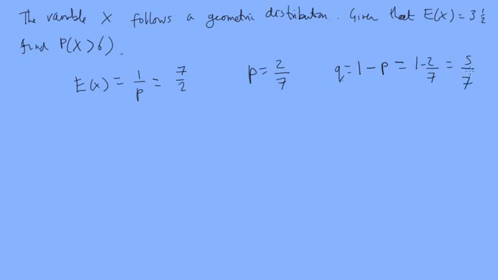Now, we're going to use the fact that for the probability where x is greater than r, it's equal to q to the power r. So in this situation, r is 6, so it's going to be q to the power 6. We know what q is, so it's 5 over 7 to the power 6, and that gives us 0.133.